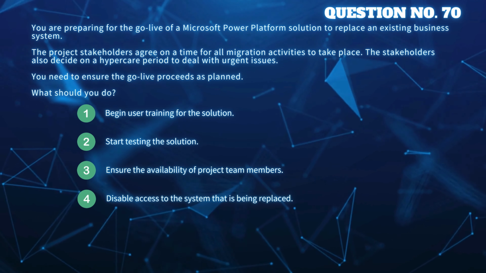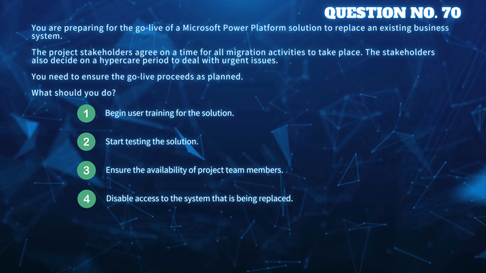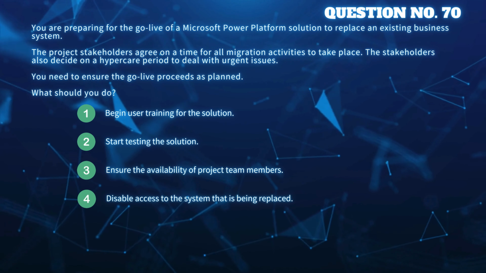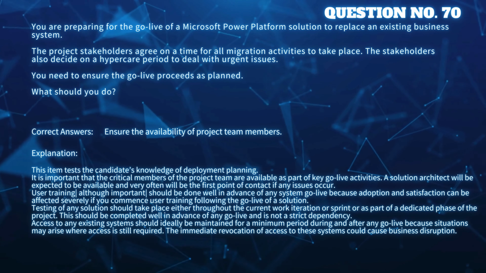Option 1. Begin user training for the solution. Option 2. Start testing the solution. Option 3. Ensure the availability of project team members. Option 4. Disable access to the system that is being replaced. Correct answers: ensure the availability of project team members. Explanation: this item tests the candidate's knowledge of deployment planning.